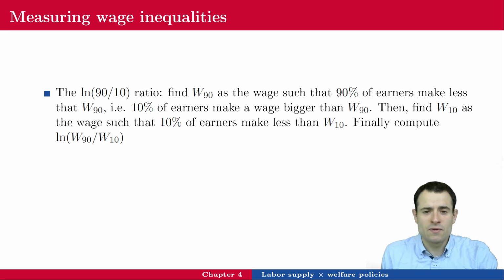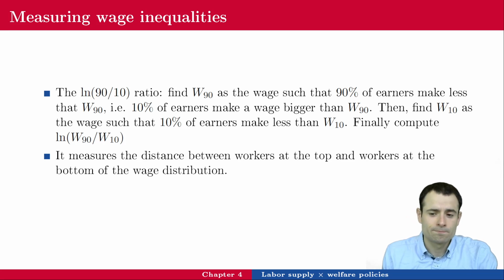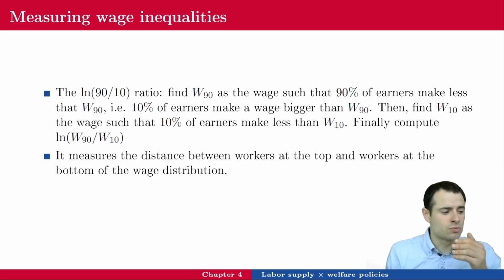So you can do the same computation as before. Order observations by wage, by annual wage. Look for the wage such that 90% of the people make less and 10% make more. This is the top X percent, the richest, the highest earners. Look for W10 such that 10% of the population makes less. So those are the 10% poorest earners. And then take the ratio and then take the log. It is a measure of the percentage gap between these two wages. So it measures the distance between workers at the top and workers at the bottom of the distribution.